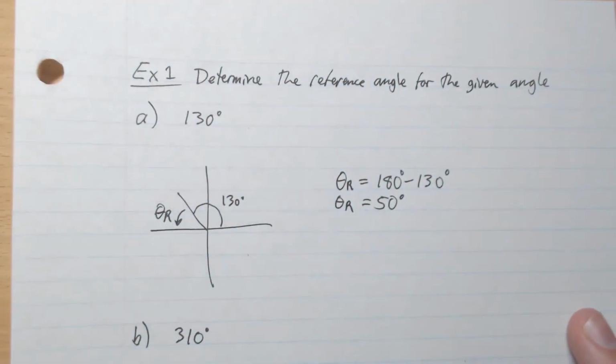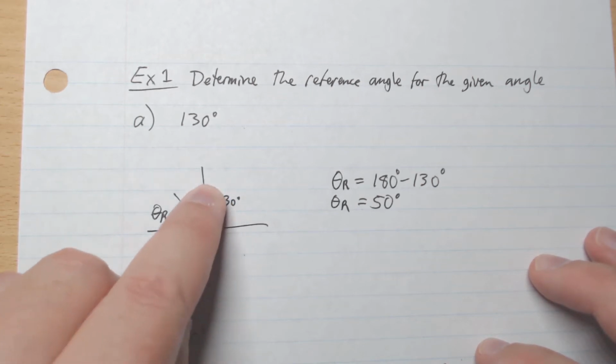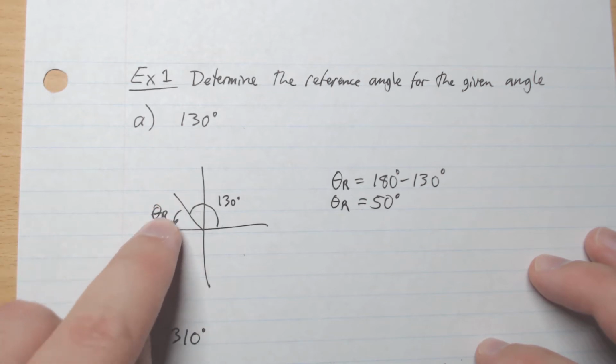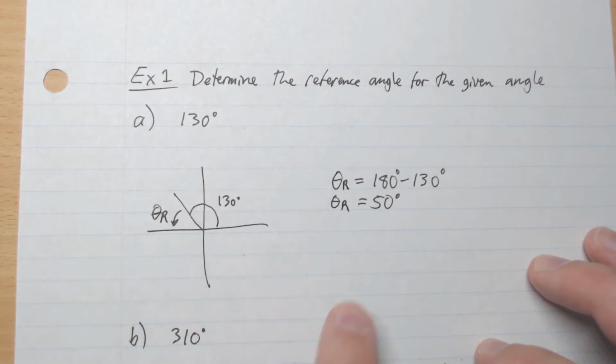Okay, so example 1, determine the reference angle for the given angle. So what we're going to do is always a drawing. It really helps. So we're going to draw 130 like that, and we notice that this is the reference angle. So reference angle is 180 minus 130, so the reference angle is 50.